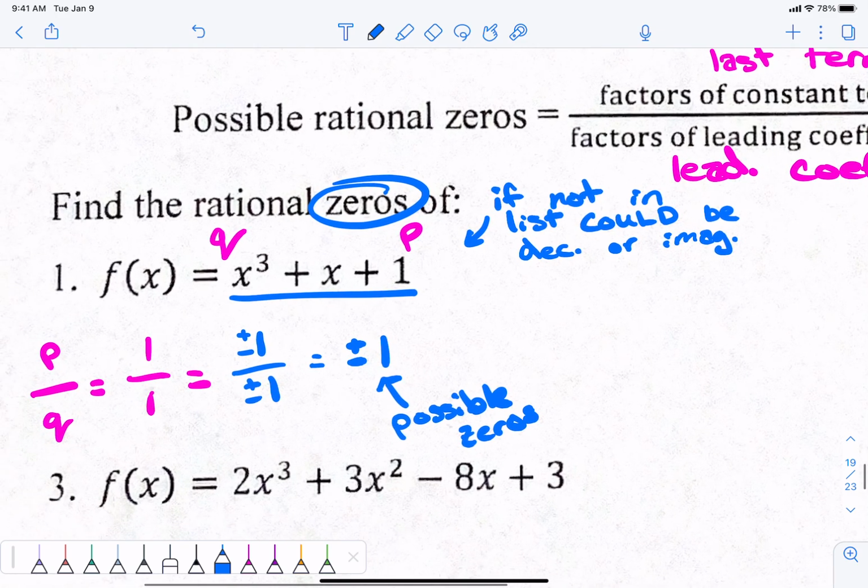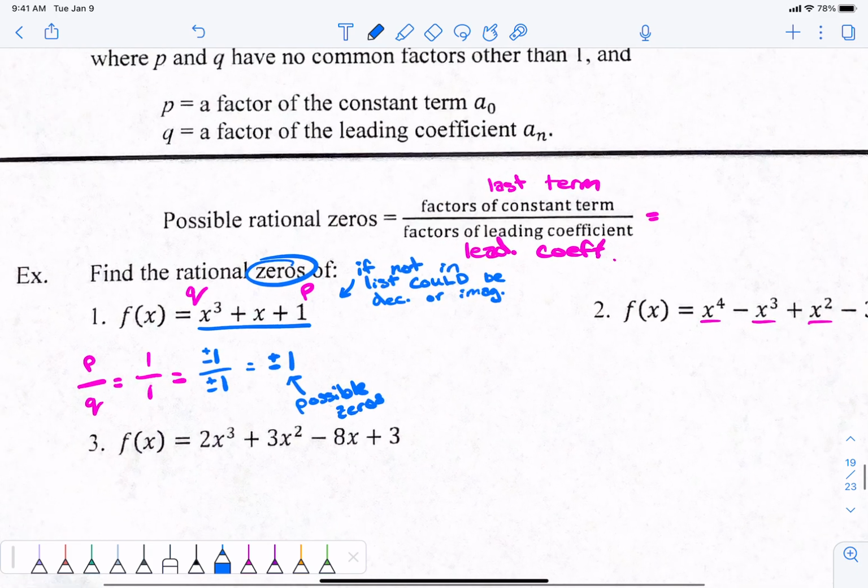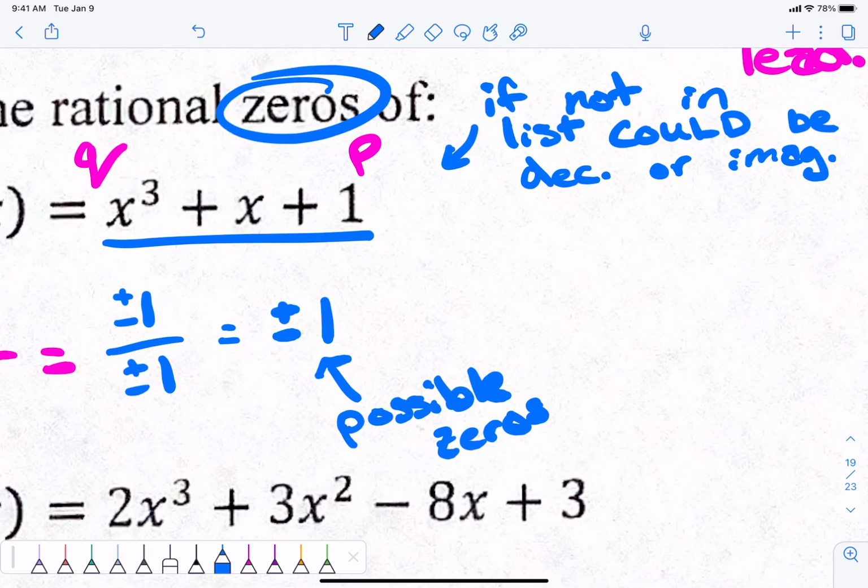So what we're going to do is find the rational zeros. We listed the possible ones. Now how do we see which ones actually work? You plug them in. We're going to plug 1 in, and then we're going to plug -1 in. 1 cubed plus 1 plus 1 turns out to be 3. So +1 is not true because we're looking for it to be 0, right? Then we do -1. -1 plus -1 plus 1 is -1. So -1 doesn't work either.